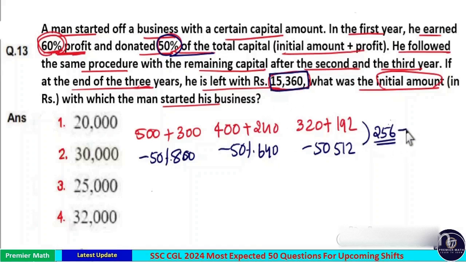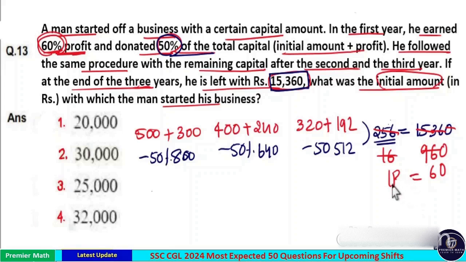he is left with 15,360, which means this 256 rupees is given in the question as 15,360 rupees. Now, if I cancel it with 16, 16 goes 16 times in 256, 16 goes 10 times in 160. So 9 times in 153, the remaining is 16 into 9 is equal to 144. So remaining is 96. So 16 into 6 is equal to 96. Remaining is 0.